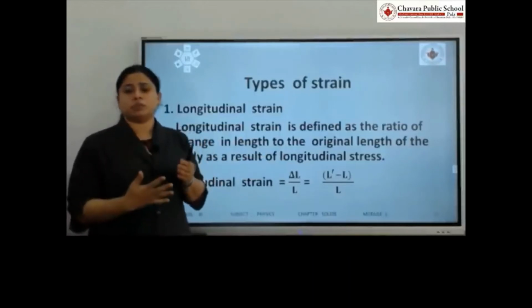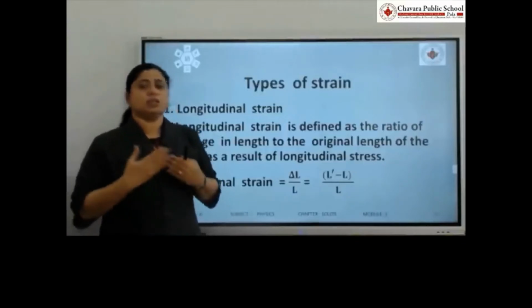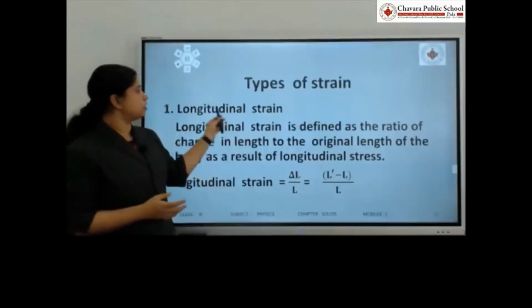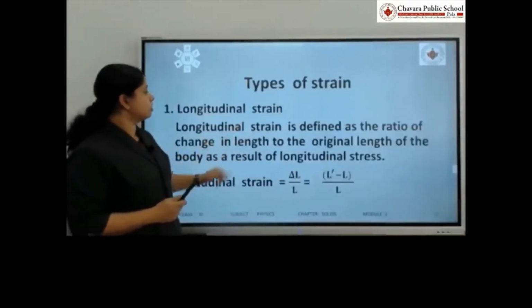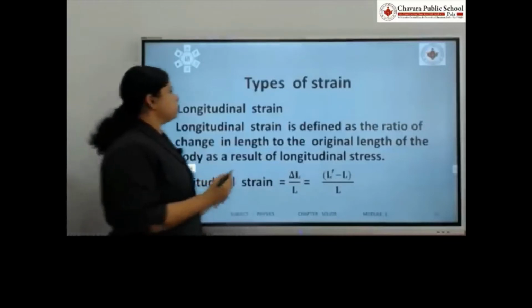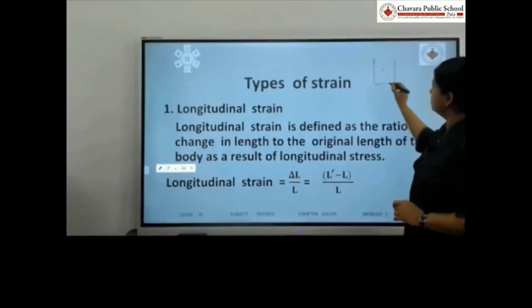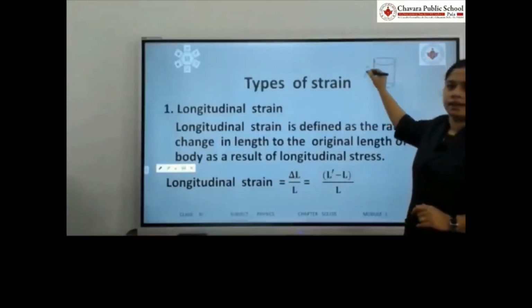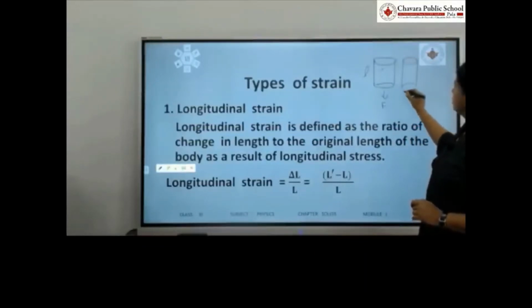So, change in dimension related to the original dimension, that is strain, the measure of change in dimension related to the original dimension. In the case of a longitudinal strain, consider a cylinder whose length is L, and if I apply a force in the downward direction, its length increases. Its length increases by the applied force.